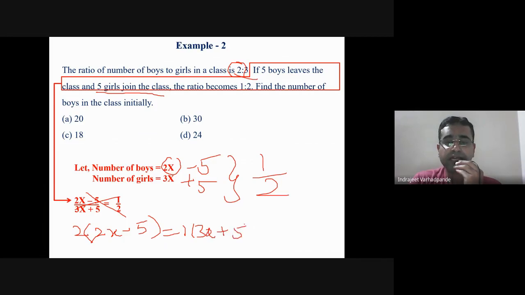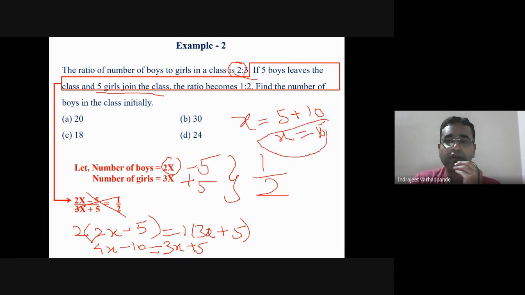Fine. Collect the like terms. This will be 4x minus 10 is equal to 3x plus 5. 4x minus 3x is x, is equal to 5, and the minus 10 will shift to the other side and give you plus 10. So x is equal to 15.